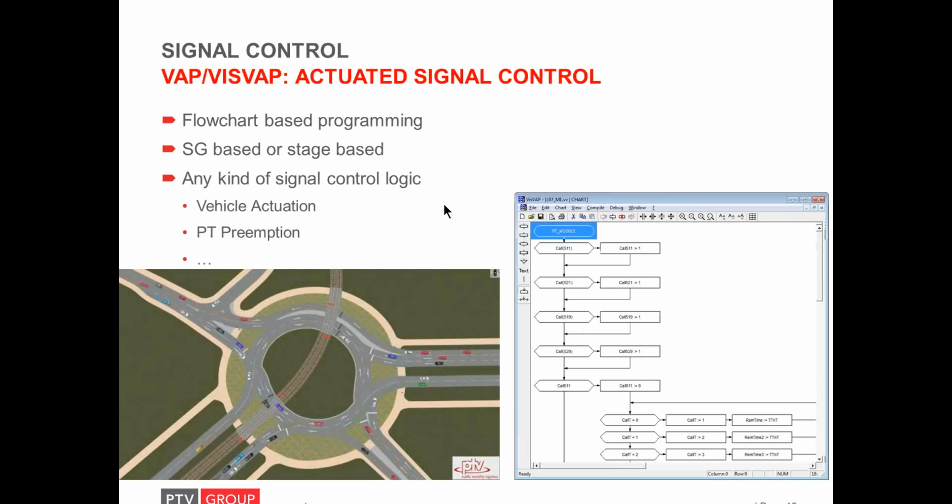Some more details about VisVAP. VisVAP allows flowchart-based programming of actuated control logics, which has the advantage that the signal logic is straightforward to read and write, also for people who are not proficient in software programming. And through VisVAP, you have access to detector data, and you can set the signal states to simulate any type of vehicle actuated signal programs, including public transport preemption. In this example down here, you can see the simulation of a roundabout with the tram line running through its middle and actuated signals to allow the tram to pass without having to stop.